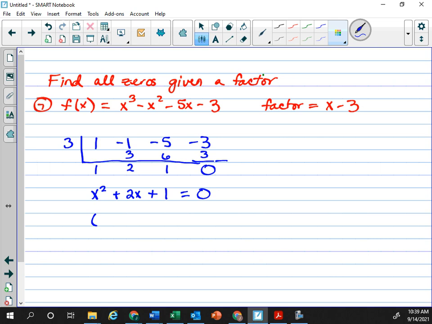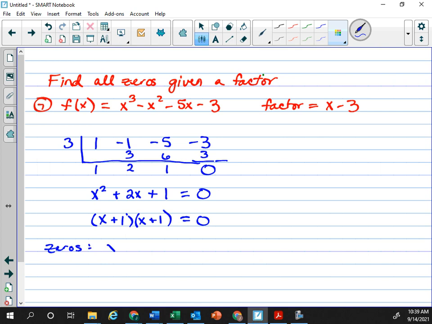Nope. Yeah, x plus 1 and x plus 1, or x plus 1 squared. Yep. It's okay. All right. So what are my zeros? Like what am I looking for here?